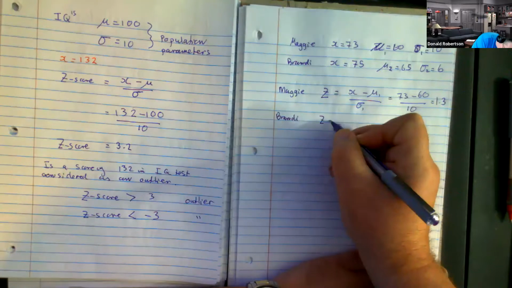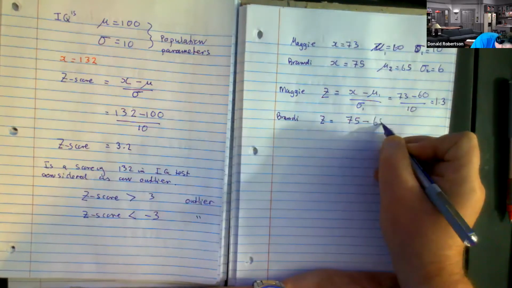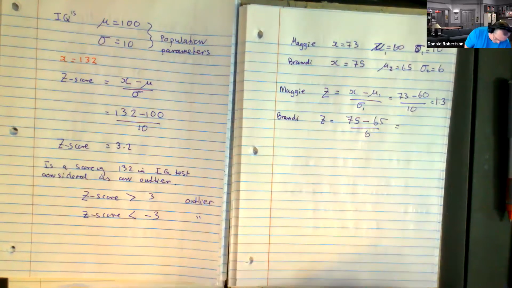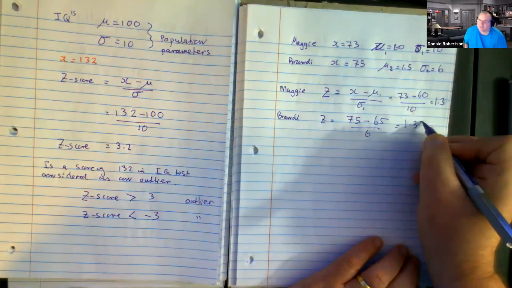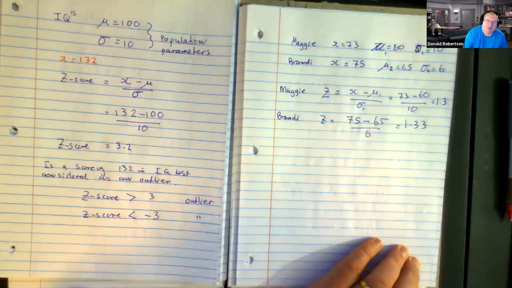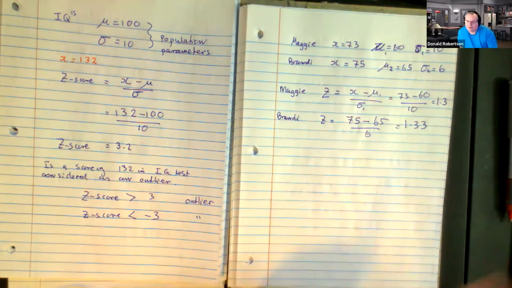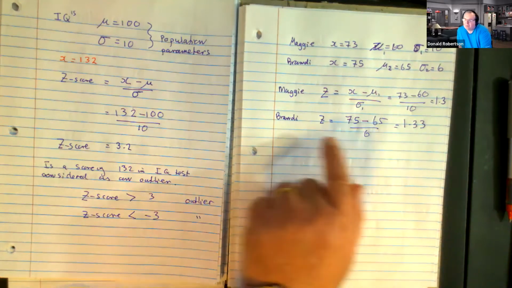Well, she got a Z score. Well, she got 75. Take away 65, divided by 6. And that ends up being 1.33. So the conclusion is, didn't Brandy do just a little bit better than Maggie?